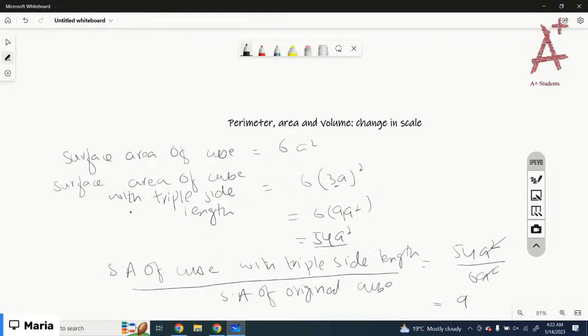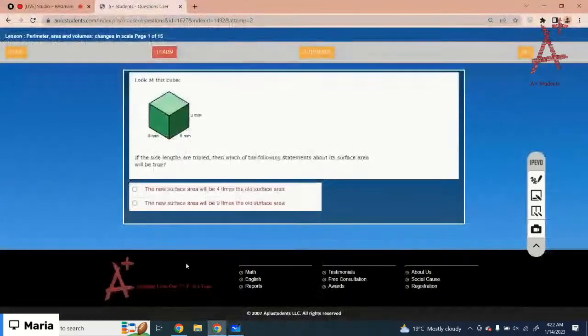Got it? The correct option is the new surface area will be 9 times the original surface area. Got it? So just select the correct option, then click on the OK button.